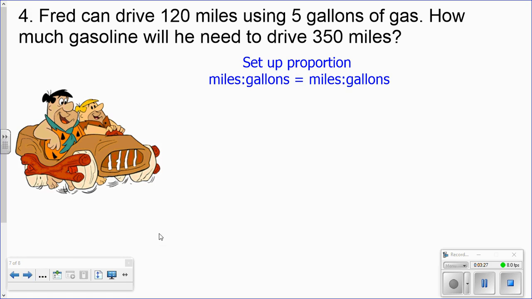Fred can drive 120 miles using 5 gallons of gas. How much gasoline will he need to drive 350 miles? We're going to set up a proportion, miles to gallons, miles to gallons. So 120 miles, 5 gallons, 350 miles, but I don't know how many gallons.